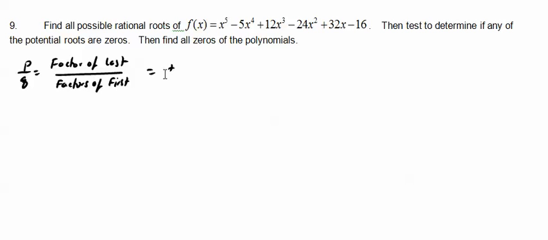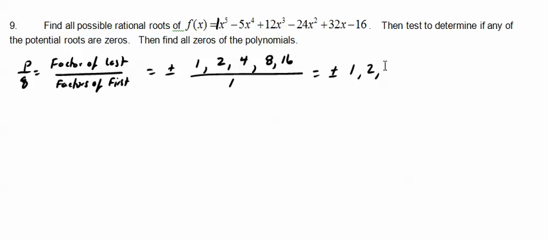Well, the factors of the last, the factors of 16: 1 times 16, 2 times 8, and 4 times 4. Those are all the factors of 16. What are the factors of 1? Well, that's only 1. So our possible rational roots are plus or minus 1, 2, 4, 8, and 16.